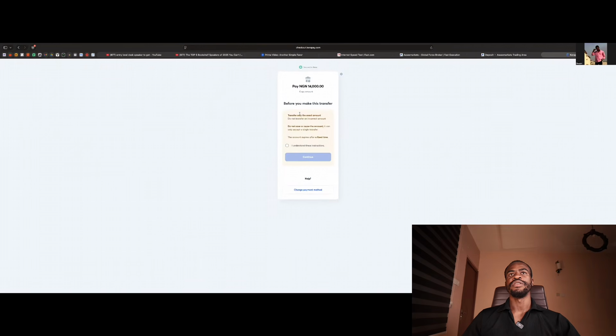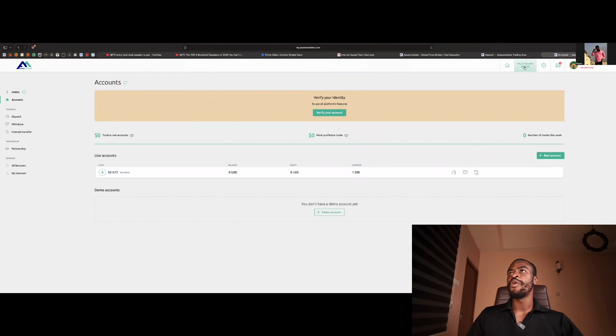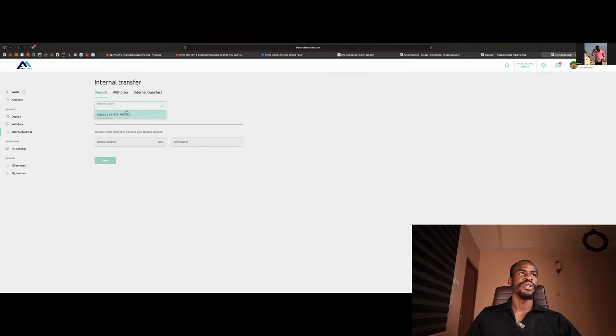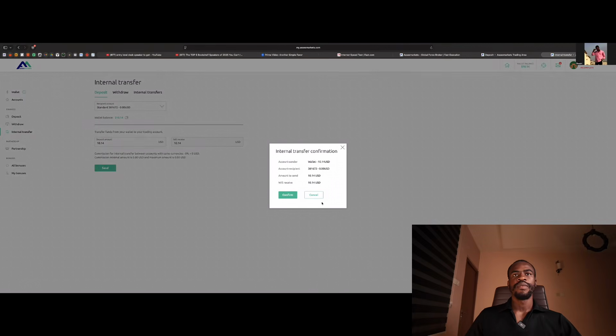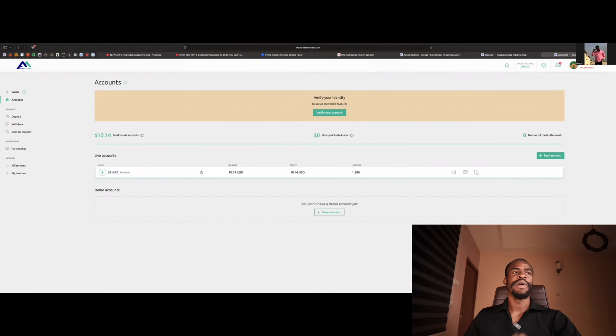So click on continue and then pay with bank transfer. I understand, and then continue. So what I need to do is basically transfer from my bank to this account here, and then it will reflect on the trading account. Now I've sent to it, so it has deposited it in my wallet. So from my wallet, I would actually need to transfer it to my trading account. So click on the wallets, click on internet transfer, and then recipient account, my account, deposit amount 10.14, and then send, confirm.